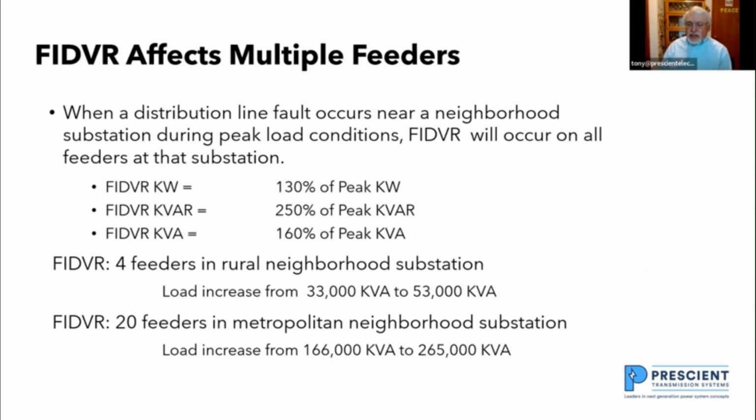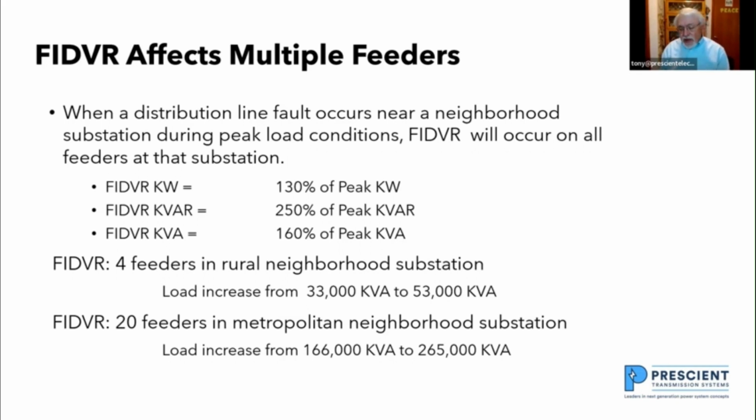So the concern isn't one feeder. The concern is what happens if you have a fault on the transmission system and it affects many feeders. So we looked at what happens: the kilowatts went up by 130%, the kVAR went up by 250%, and the kVA went up by 160% when I compared the normal loading on a circuit to the fault recovery load on a circuit.